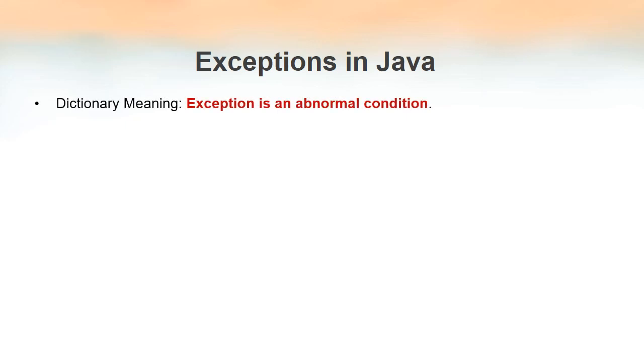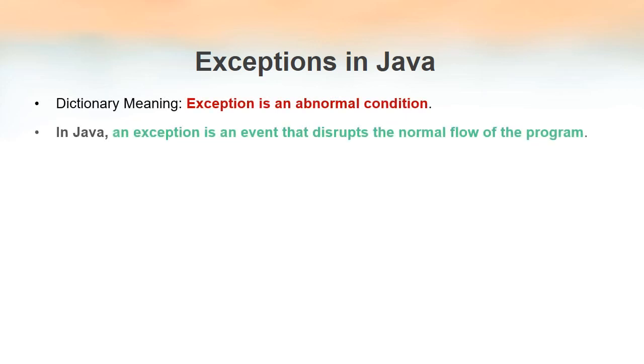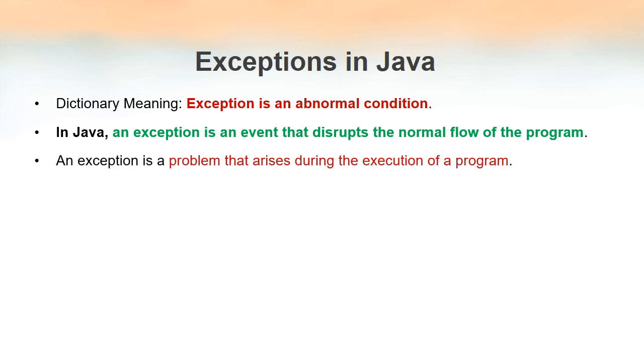In the dictionary, exception means an abnormal condition. But in Java, we define an exception as an event that disrupts the normal flow of a program. So anything that disrupts the normal flow of a program in Java is said to be an exception. The problem that arises during the execution of a program is said to be an exception.